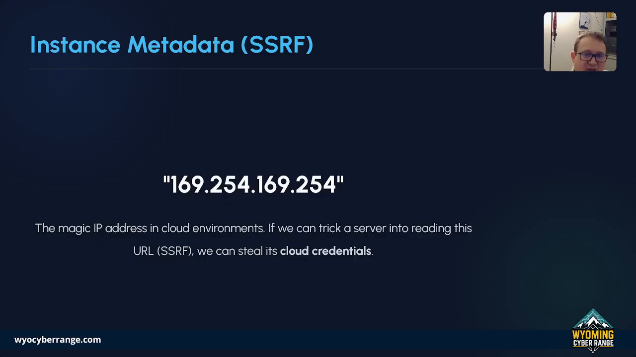If you can trick a cloud server into reading the URL of 169.254, it will hand over its temporary credentials, all of its AWS keys. And this was a vulnerability. It's been patched, but it's only been patched with configuration. So if a server is misconfigured, it's pretty easy to still steal cloud credentials.